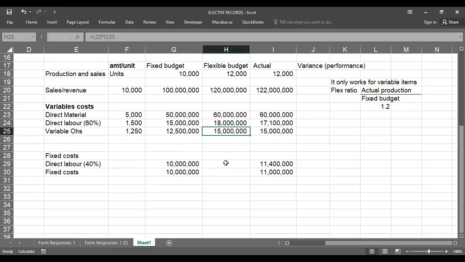Now for fixed components, you know what it is. That's what it was, is what it will be. There were 10,000 before, and for 12,000 it will still be the same amount because it is fixed. It doesn't change with a change in volume. So this is how we get these figures here.